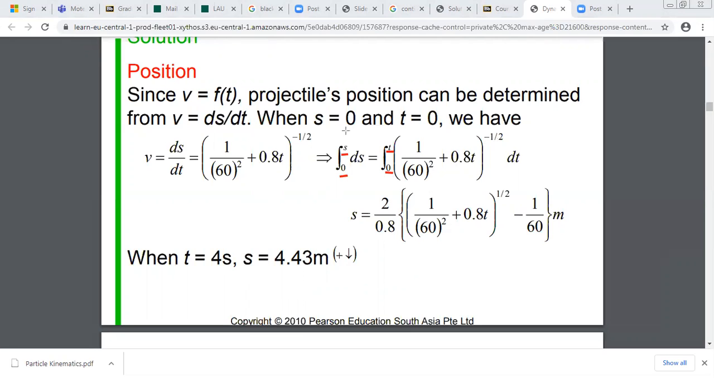So what you can do here, you have taken calculus, yes?